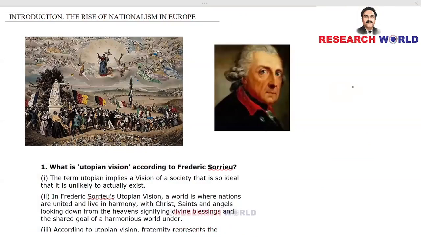Okay, dear students, today we'll be discussing the history topics. And the first part is the introduction, the rise of nationalism in Europe. In this topic, I have included 6 questions which will cover the whole unit. The 6 questions will have answers where we have included all the key terms, key words, key ideas, etc. that should be included in the answer.